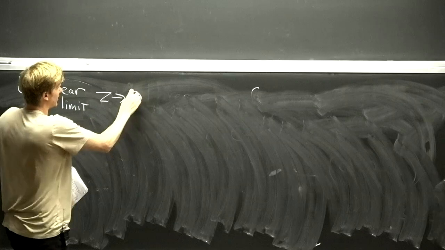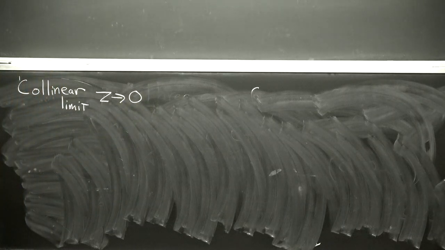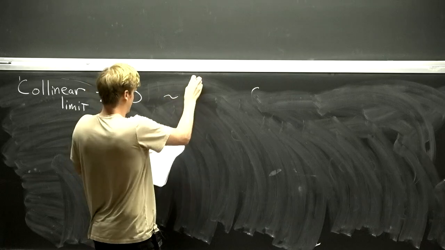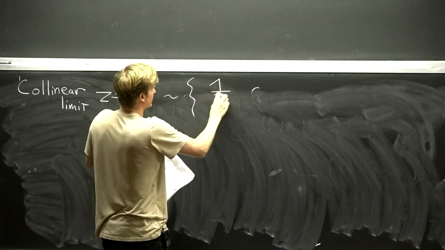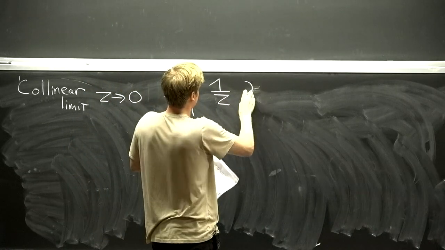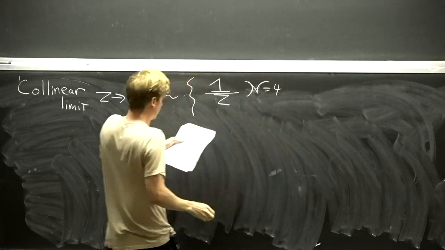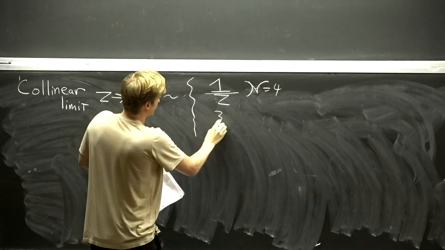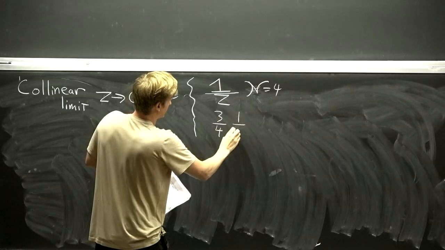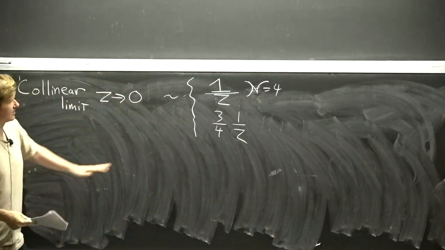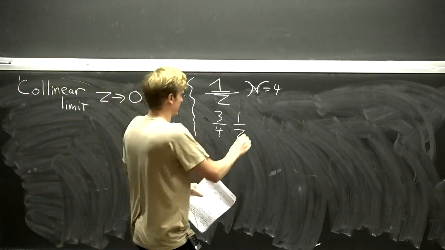Here we take the value of z to 0. You can just take these expressions and expand them in Mathematica, and you'll find that in n equals 4, it just behaves like 1 over z. And in QCD, it has the exact same power law behavior. It's just that it now has a slightly different coefficient appearing here.